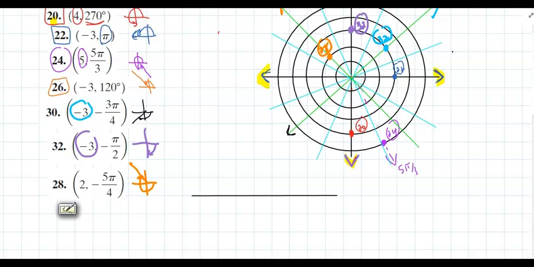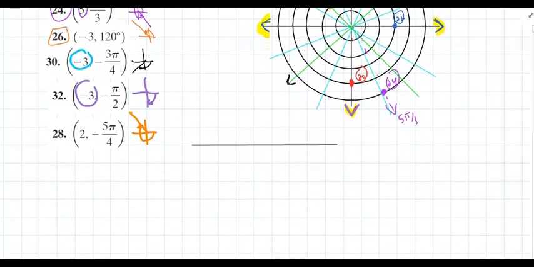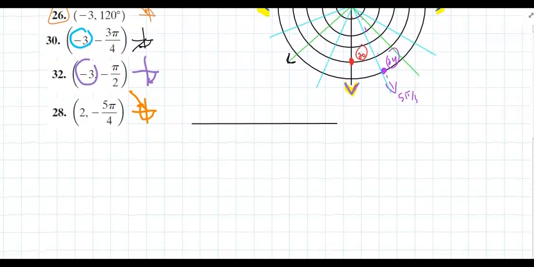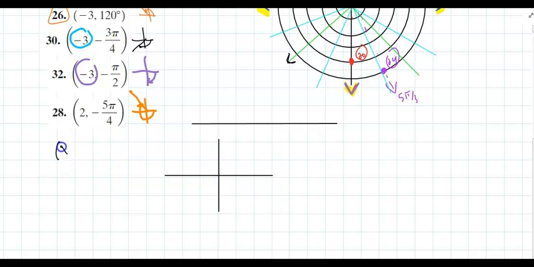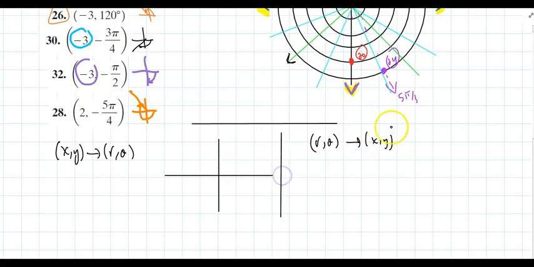Okay, now, given x and y, how would you move to r and theta? And given r and theta, how would you convert or move to x and y? Two things that you have to do. It doesn't seem like it matters a lot in this class, but it matters a lot when you take calculus. It's a massive deal.